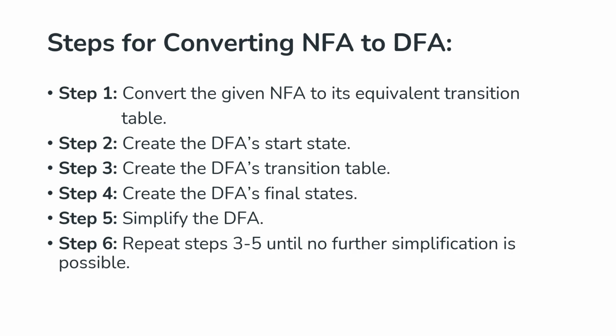Step 1. Convert the given NFA to its equivalent transition table. Next, step 2. Create the DFA's start state. Next, step 3. Create the DFA's transition table. Step 4. Create the DFA's final states. And step 5. Simplify the DFA. In this step, we can simplify the DFA by removing unreachable states, removing dead states, or merging equivalent states. And finally, step 6. Repeat steps 3 and 5 until no further simplification is possible.